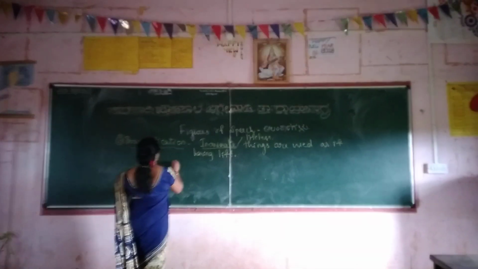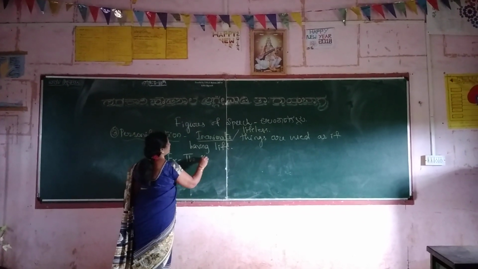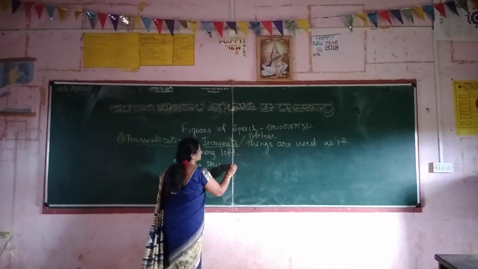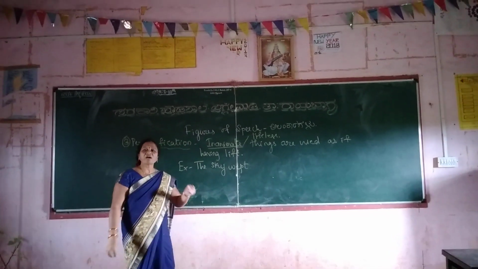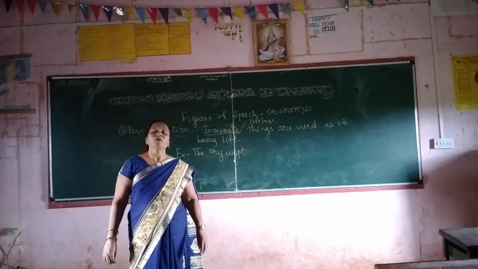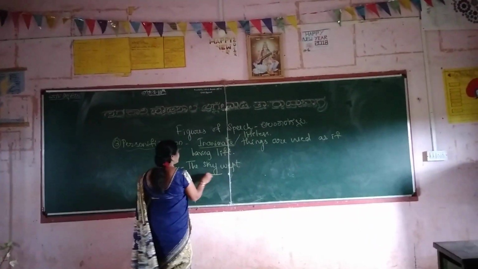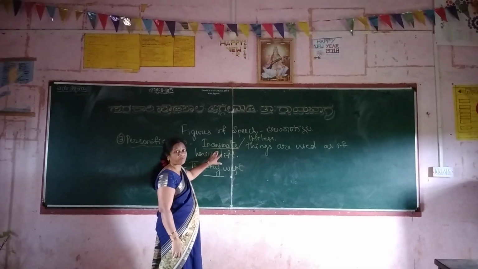Now, for example, when it is raining, we say like this: the sky weeps. The sky weeps means the sky is crying. We used the sky here as a human being or animate thing, the sky weeps.